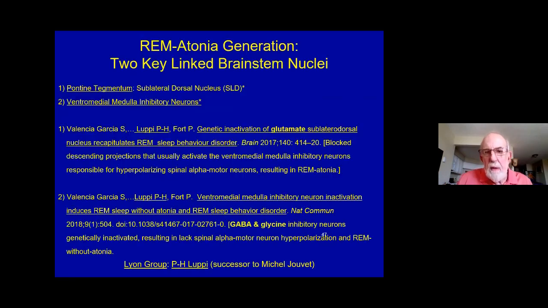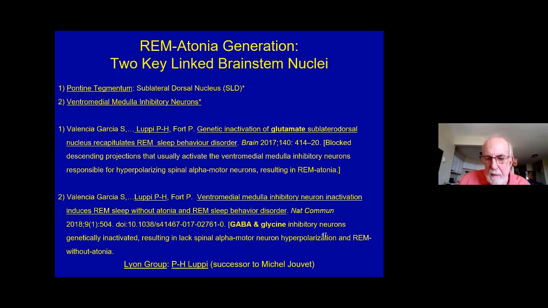Now, you will have heard from Pierre-Hervé Luppi in his talk that there are 2 key linked brainstem nuclei that are responsible for generating REM atonia. In the pontine tegmentum, the sublateral dorsal nucleus, and the ventral medial medullary inhibitory neurons. And in their 2 classic papers now, the first one, genetic inactivation of glutamate in the sublateral dorsal nucleus recapitulates REM sleep behavior disorder, is in rats. And they block the descending projections that usually activate the ventral medial medulla inhibitory neurons responsible for hyperpolarizing spinal alpha motor neurons, resulting in REM atonia. And the second paper is ventral medial medulla inhibitory neuron inactivation induces REM sleep without atonia and REM sleep behavior disorder.